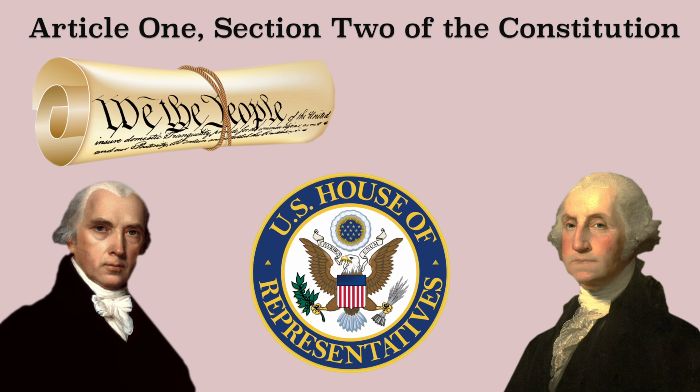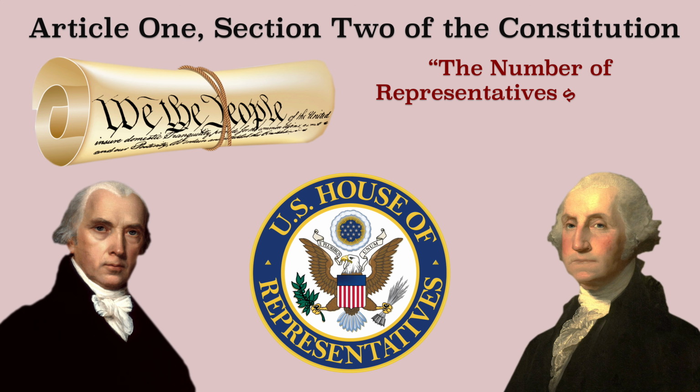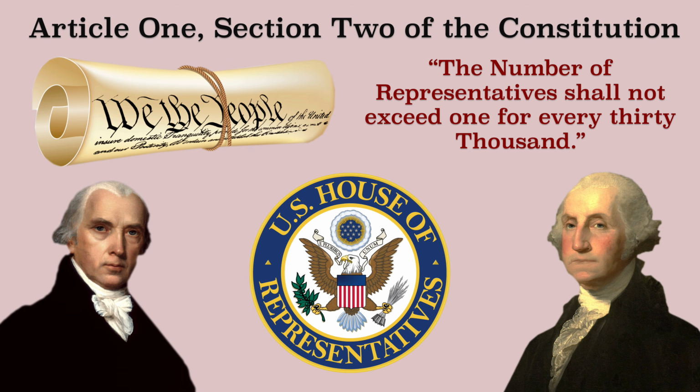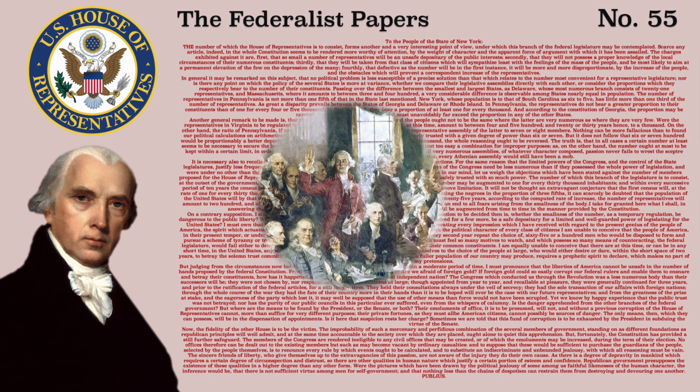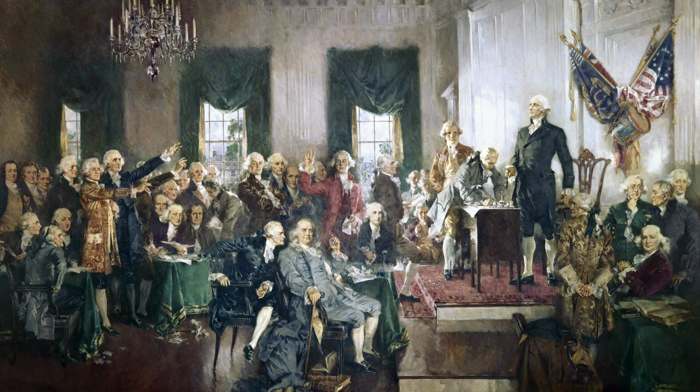Article 1, Section 2 of the Constitution spelled out, quote, "The number of representatives shall not exceed one for every 30,000." Well, wait, hold up. That's a maximum number, not a minimum. Yeah, Madison later wrote in Federalist 55 that they done messed up with that one, and many other founding father dudes called for an amendment to fix the problem to establish a minimum number of representatives.